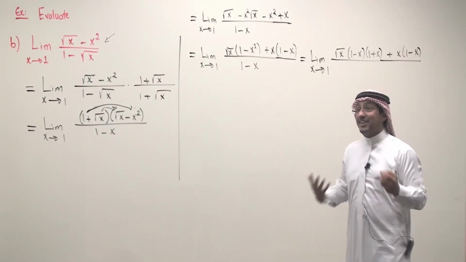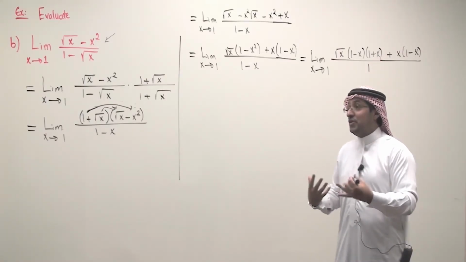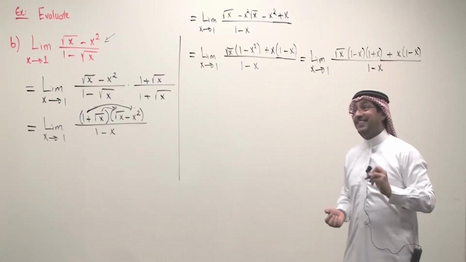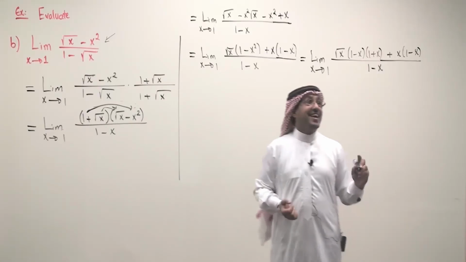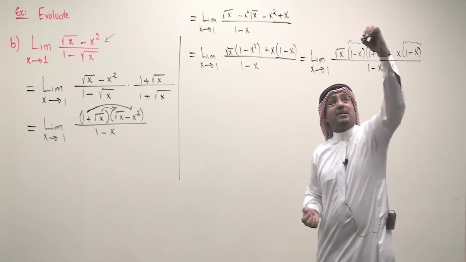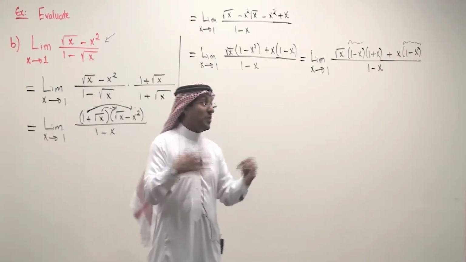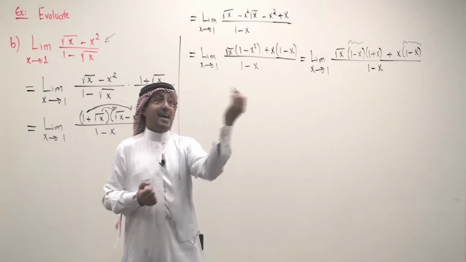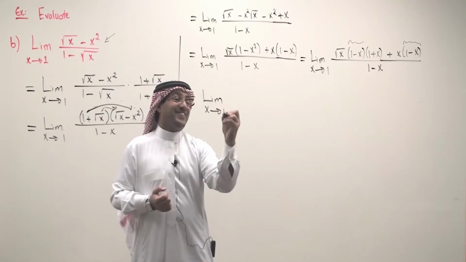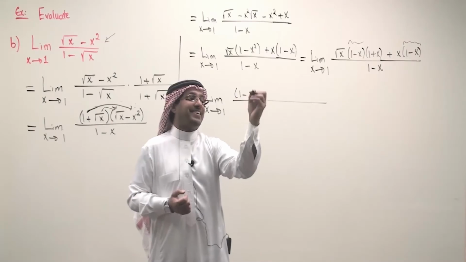It is a little bit lengthy, but when you employ your mathematical background here, you will find it just easy. You just need to be patient. Now here I can take 1 minus x as a common factor in order to cancel it with the denominator. Once I have this done, I am done. So this is the limit as x goes to 1. I'm going to take 1 minus x as a common factor.